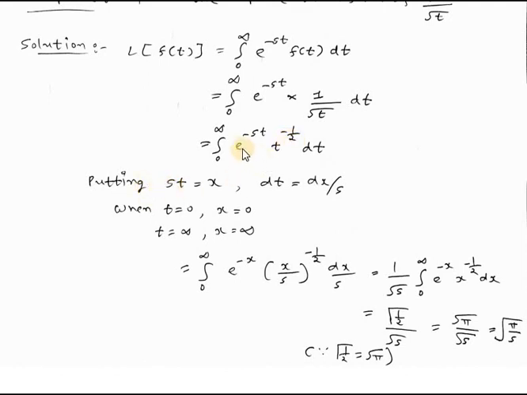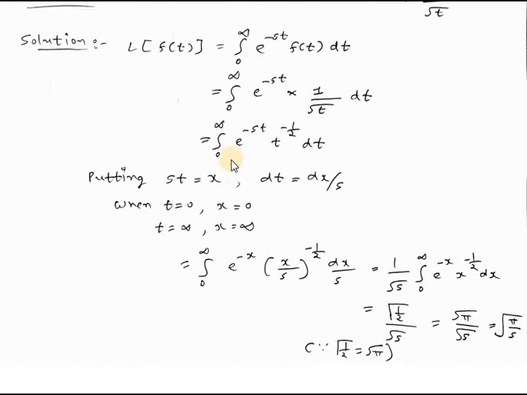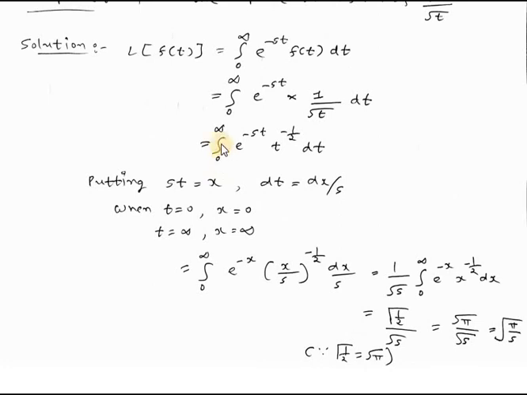Now suppose st is equal to x. So dt will be dx by s and t will be x divided by s. Now we have to check whether the limits are changing or not. So when t equals 0, then x is also 0, and when t is infinity, then x is also infinity. So the limits will be the same, from 0 to infinity.